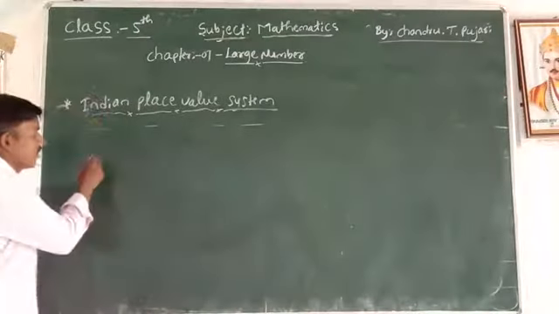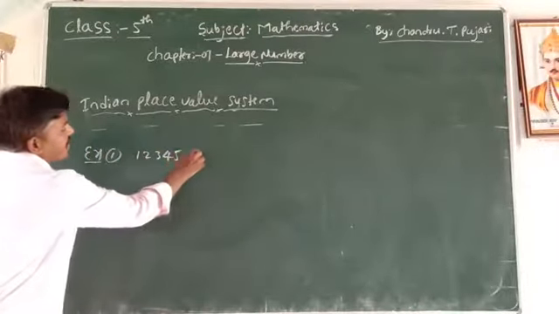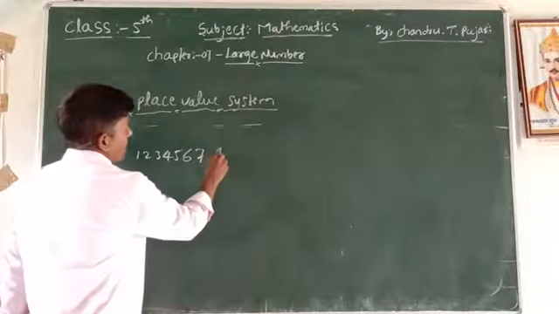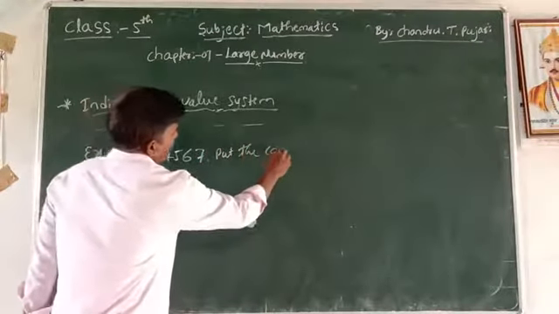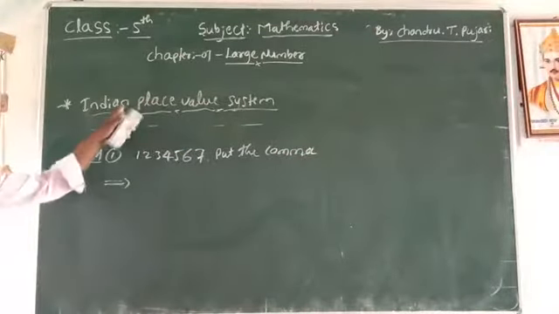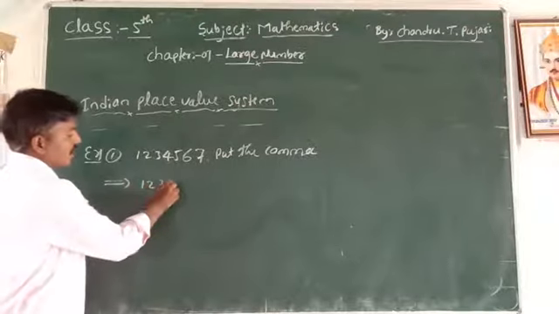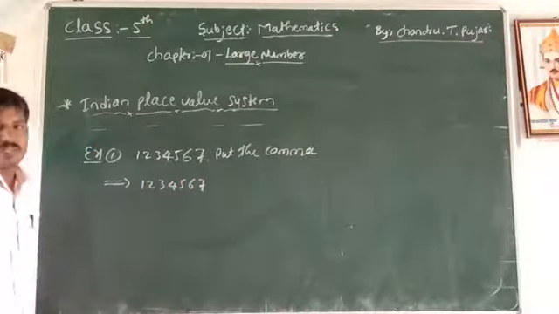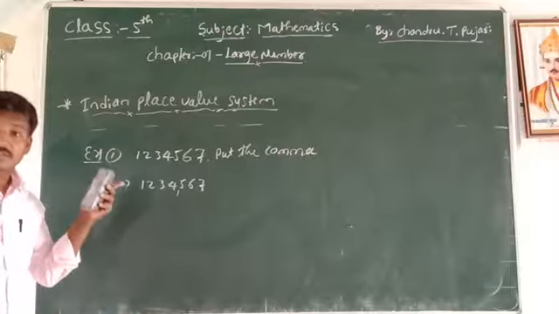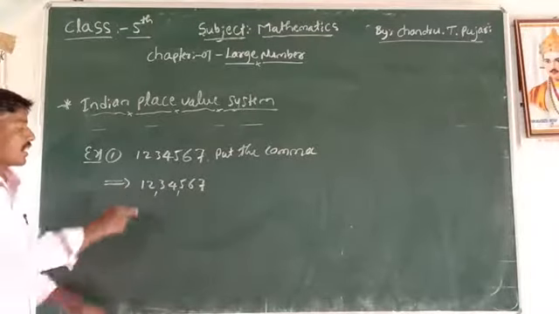Example number 1: 1, 2, 3, 4, 5, 6, 7. Can I put the comma? How do you put the comma? In the Indian place value system, there are 4 periods. Taking the number 1234567, in the Indian number system, starting with ones, how many places are there? 3 places. Next, the second period is thousands. In the thousands, how many places are there? 2 places. Next, the lakh period. In the lakh period, there are only 2 places.